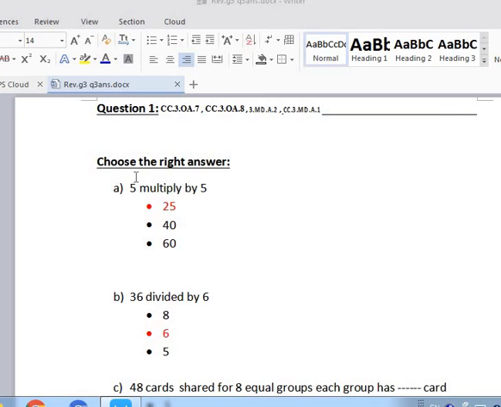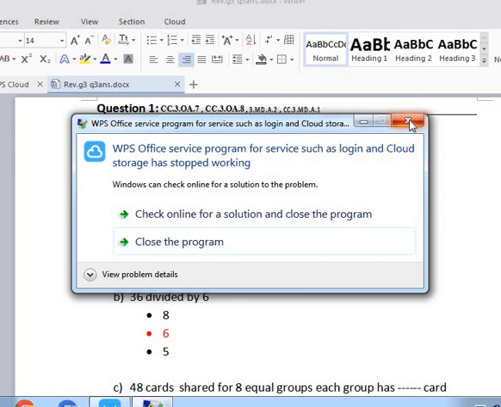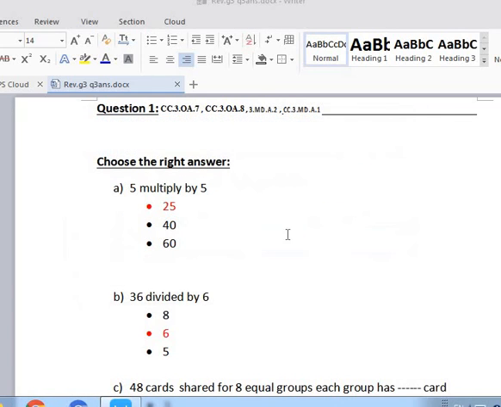Okay, remember with me, 5 multiplied by 5 equals 25. 5 times 5 equals 25. 36 divided by 6 will give me 6. 36 divided by 6 will give me 6.